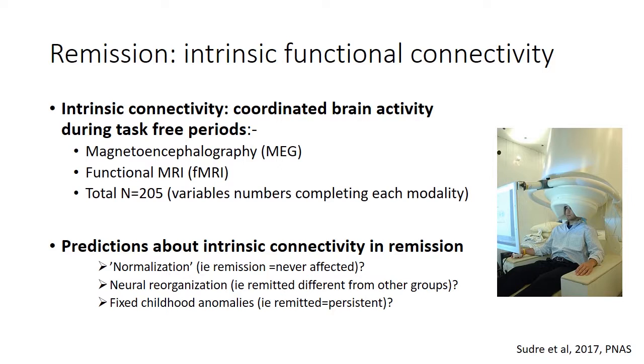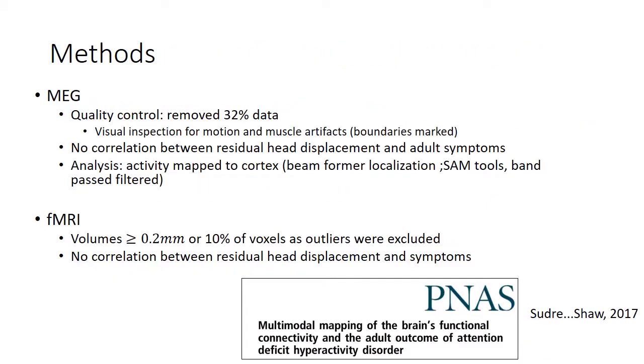So, to reiterate our central question, what will the remitters in this group look like? Will they be similar to the never affected as we found for white matter microstructure, or would there be evidence of compensatory reorganization of the functional connectivity? Or would remitters show the same anomalies as persisters, reflecting their shared childhood histories?